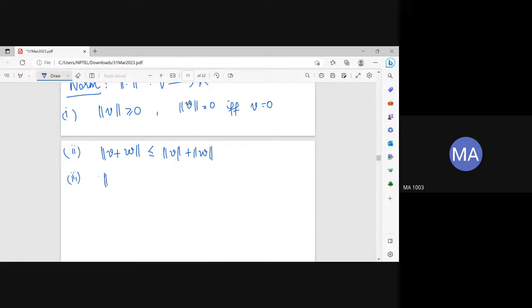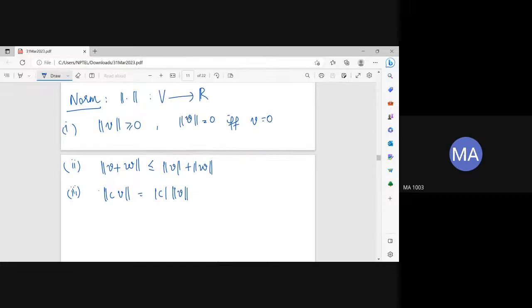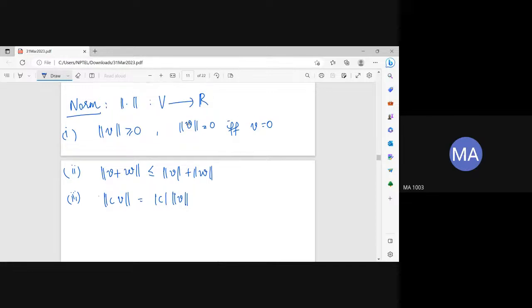And then if I multiply a vector by a constant, the vector's length gets multiplied by the magnitude of the constant. So any function that satisfies these three conditions is a norm. This is the usual length notion that we know, so it's just a generalization into any vector space. You verify these, and if it satisfies them, then it's a norm. Once we have this, we can do a lot in vector spaces.